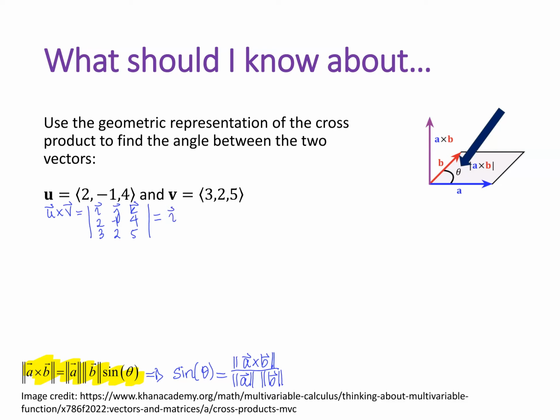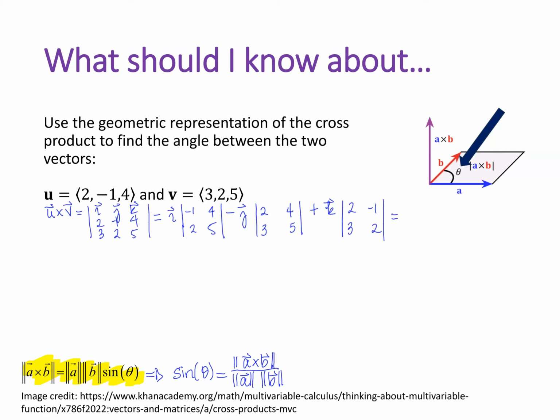We'll have vector i times the determinant of negative 1, 4, 2, 5, minus, always a minus, vector j with a subdeterminant of 2, 4, 3, 5, plus vector k, subdeterminant 2, negative 1, 3, and 2.